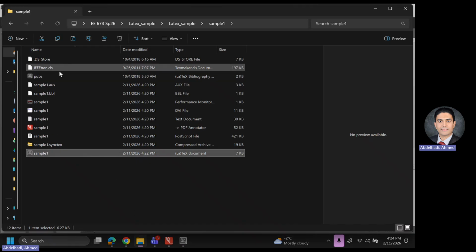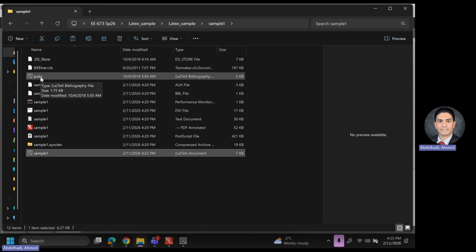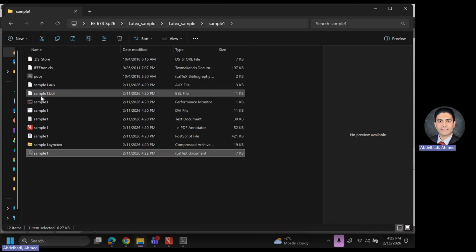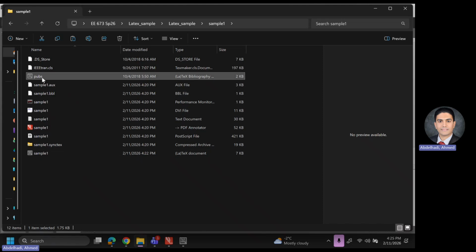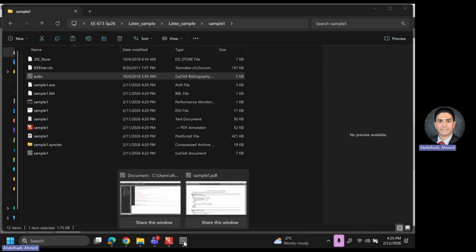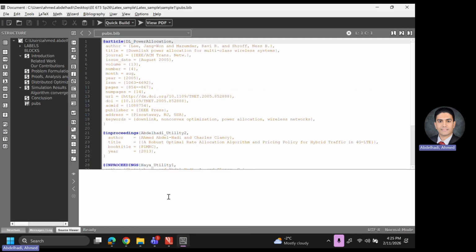When you compile, you will find that you have a lot of outputs, not just the 3 inputs. Initially, you had only the IEEE transaction, the BUPS, which is a BIB file, and the sample one. But when you compile it, it gives you all these outputs, including a PDF file, which has the output you need. And now the BUPS one, if we open this one, this is actually the one that has the references. So this is how you add the references in your LaTeX.